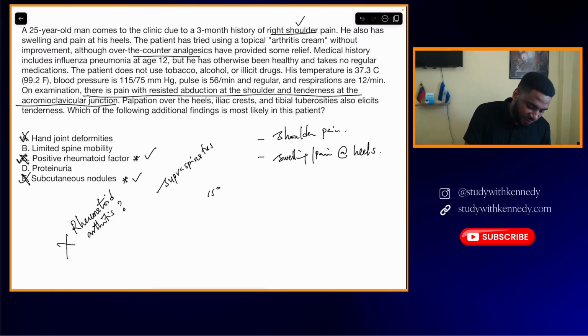Hand joint deformities is also seen in rheumatoid arthritis. Which of them is most likely? You probably don't know. I don't know myself, right? Which of them is most likely? All three are found in rheumatoid arthritis. Does that not suggest that perhaps this patient does not have rheumatoid arthritis?